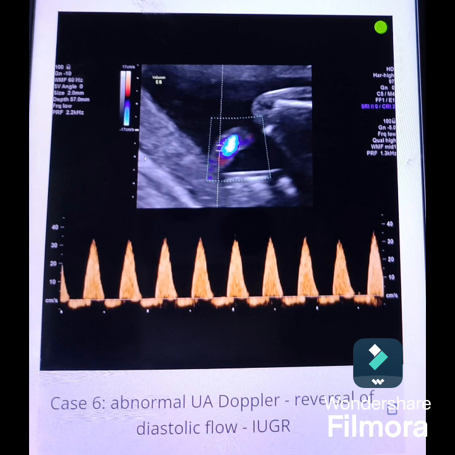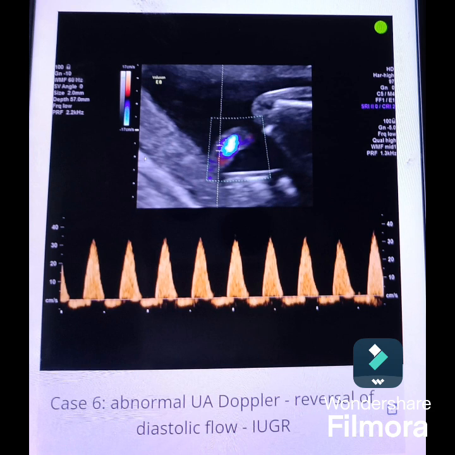Now this is normal. During pregnancy this will change. In the first trimester there is little diastolic flow, in the second trimester there will be diastolic flow, and in the third trimester abundant end diastolic flow is there. This is normal. Disappearance of the early diastolic notch is normal, with abundant diastolic flow in the second and third trimester.